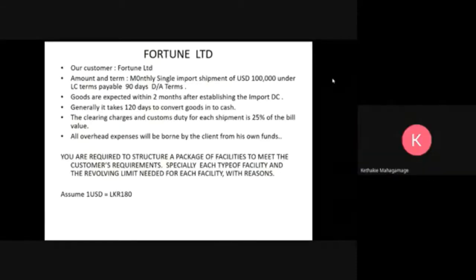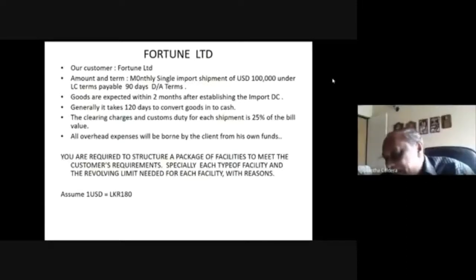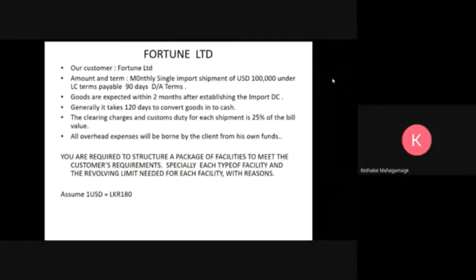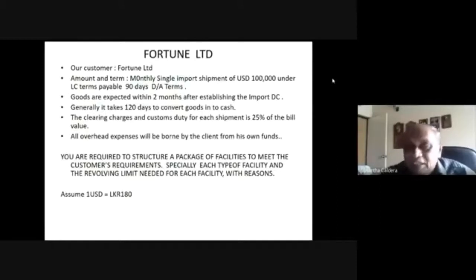Excellent. This is 90 days DA terms. Then when we receive the documents, we accept the document. When we open the LC, we are creating an LC liability. Am I correct? And when we receive the documents, we accept the bill of exchange. At that point, when we accept the bill of exchange, we reverse the LC liability and we create acceptance liability.